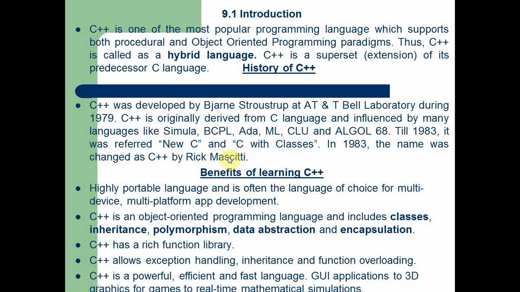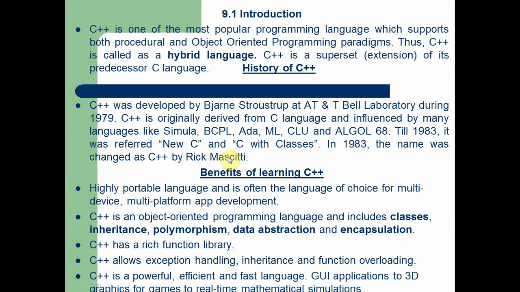Actually, C++ is an operator used in the C++ language. It is called an increment operator, which we learn in this topic. So by using this operator with the name C, Rick Mascitti coined the name C++. So this is the history. Now next one is the benefits of learning C++.